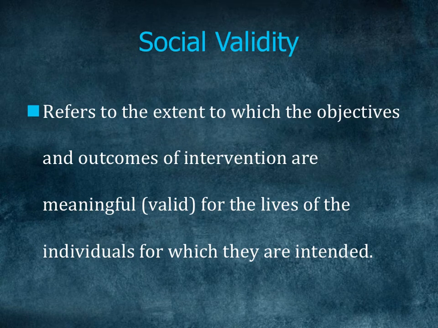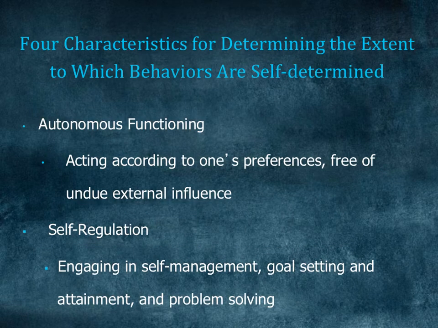Social validity refers to the extent to which the objectives and outcomes of interventions are meaningful, that is, they are valid for the lives of individuals for which they are intended. So, once again, interventions, we must remember, should be meaningful. They should be something that the individuals can relate to. They should be individualized based on their interests. So it should be person centered, and only then would individuals be able to self advocate for themselves, which would once again lead to self determination and enhanced quality of life.